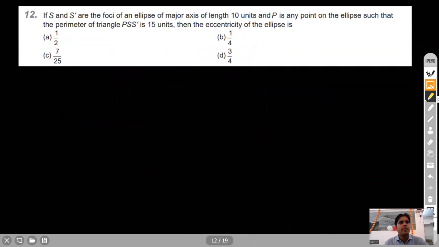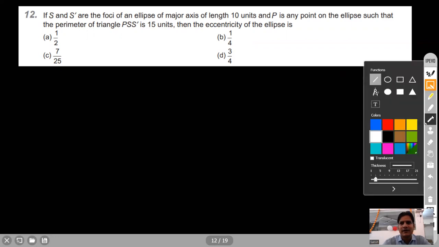Now coming to the next one, let's read what this question is saying. If S and S dash are the foci of an ellipse of major axis of length 10 units and P is any point on the ellipse such that the perimeter of the triangle PSS dash is 15 units, then the eccentricity of the ellipse is. Okay, so this is also a nice question and we will be seeing another definition of ellipse through this question. We can figure it out.